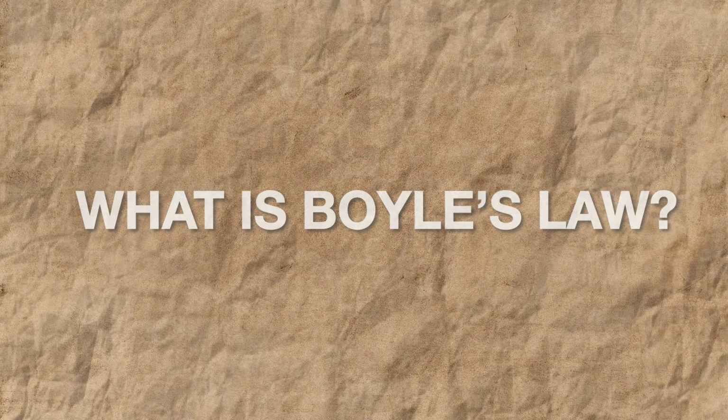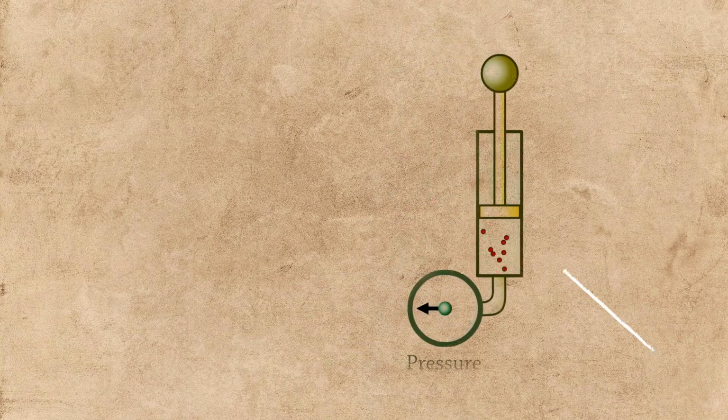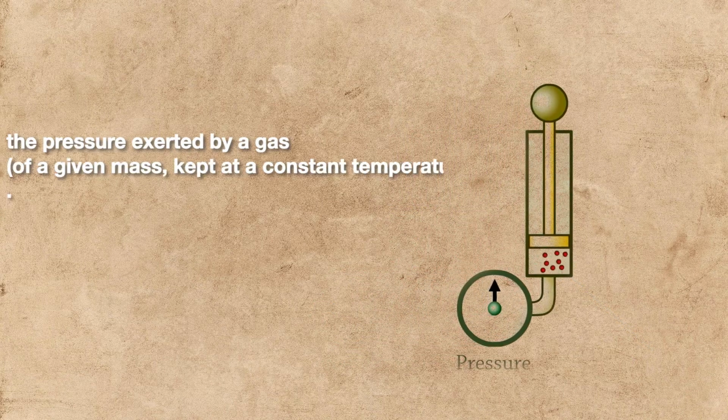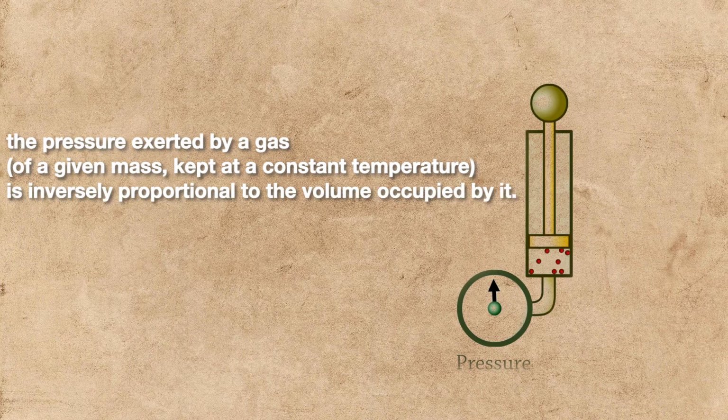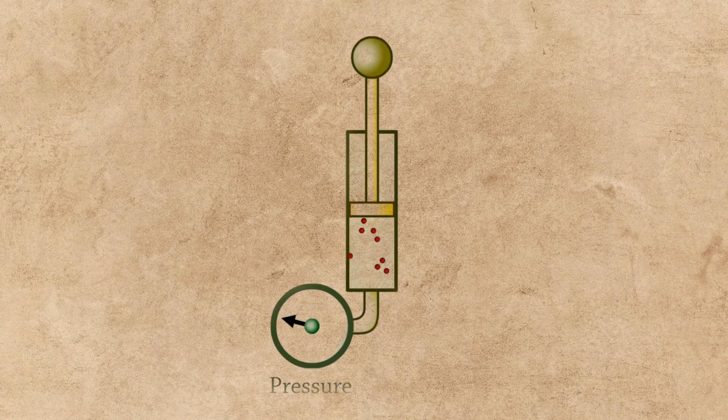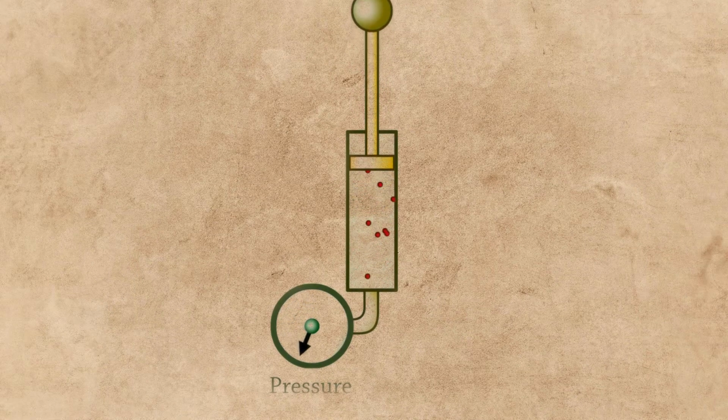What is Boyle's Law? Boyle's Law is a gas law which states that the pressure exerted by a gas of a given mass kept at a constant temperature is inversely proportional to the volume occupied by it. In other words, the pressure and volume of a gas are inversely proportional to each other as long as the temperature and the quantity of gas are kept constant.